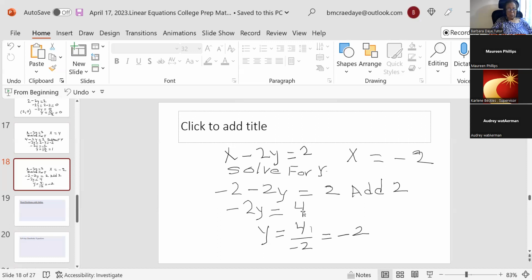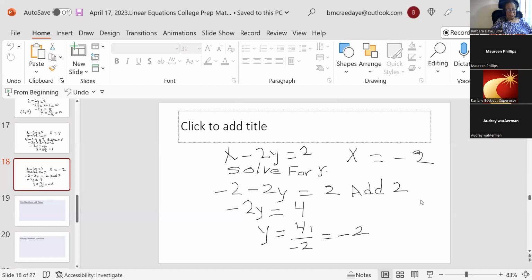Okay. So you add 2 to both sides. Negative 2y equals 4. And then you divide that 4 by negative 2? Yes. Okay. 4 divided by negative 2 gives you a negative 2, because negative 2 times negative 2 is a plus 4. So 4 divided by negative 2 gives negative 2.